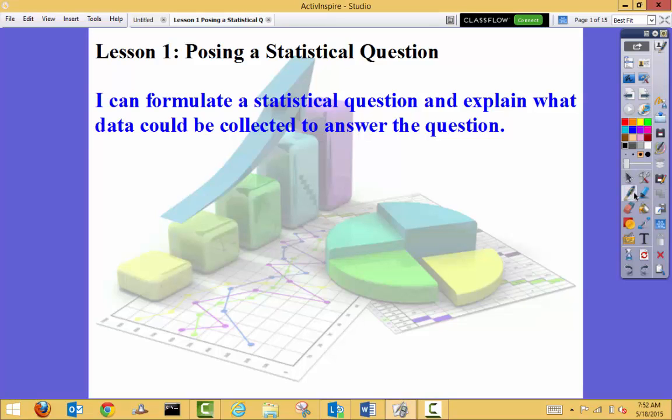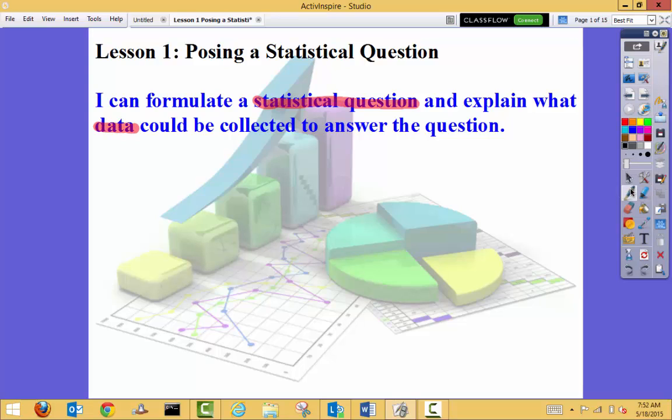Alright, so welcome to our new unit on statistics. Our first lesson is called Posing a Statistical Question. So our focus today is going to be on formulating a statistical question and explaining what data could be collected to answer the question. We have words that we might not be familiar with, statistical question and data.